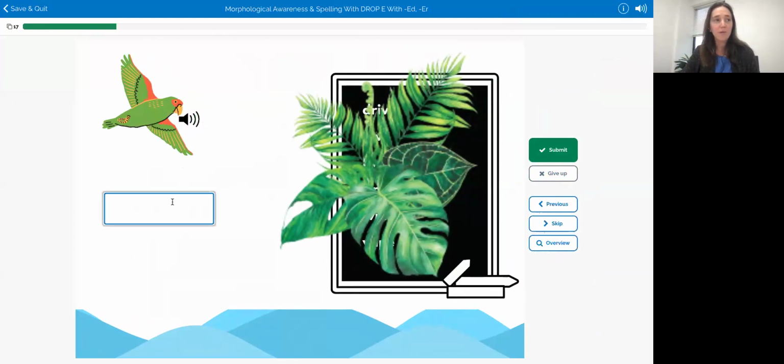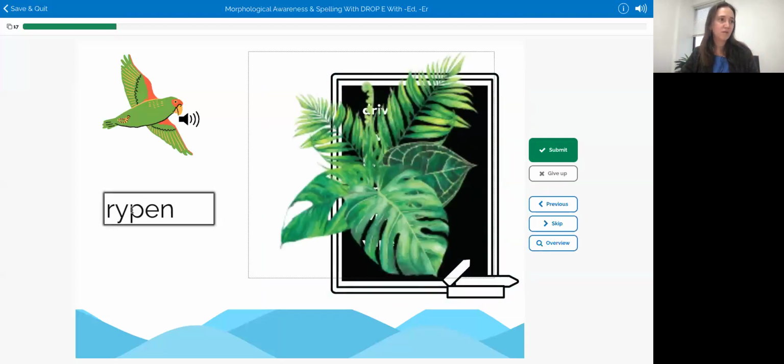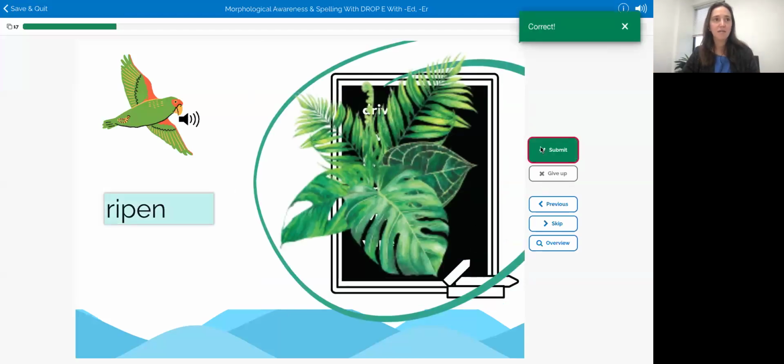Okay, this says ripen. All right, and I think I've got an idea, but I'm gonna do this. Let's check to see if that's right. So I'm constantly modeling that self-talk. No, my board shows that it actually is an I. I'm gonna fix that up and I'm gonna submit. Okay.